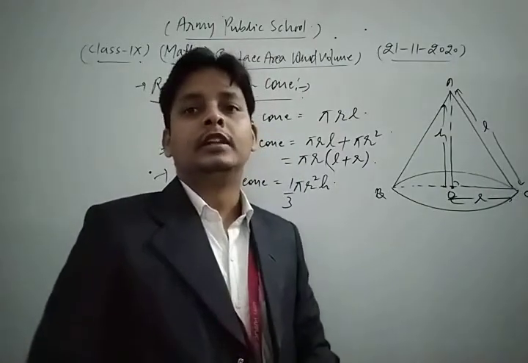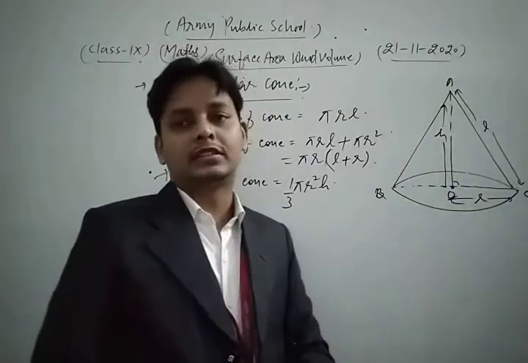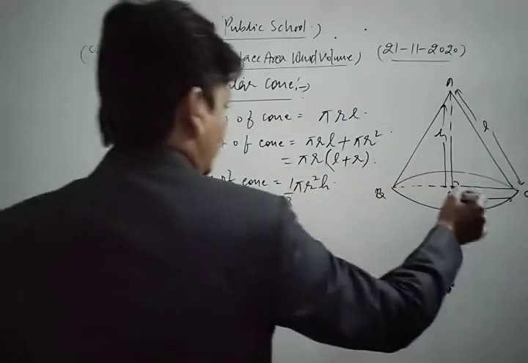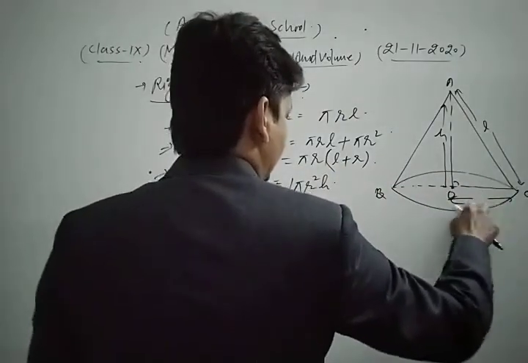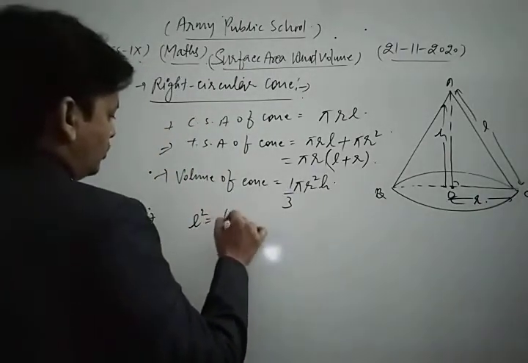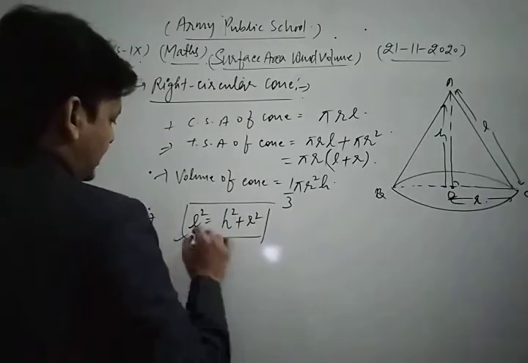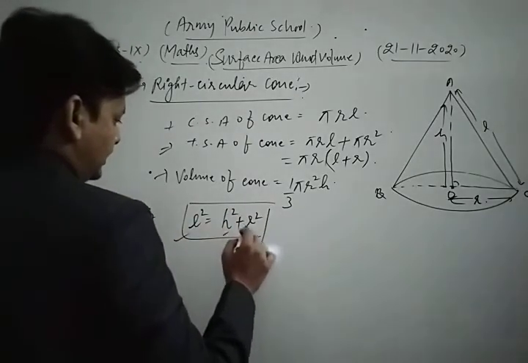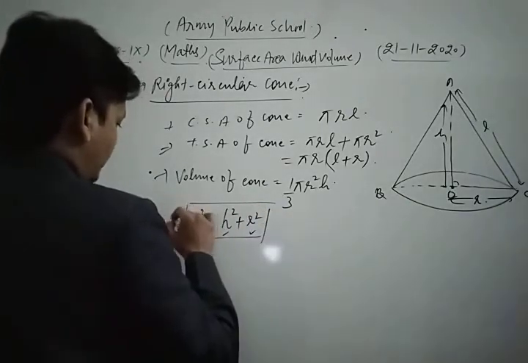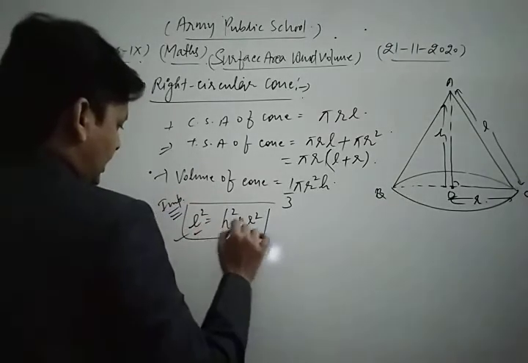So we know that the square of the hypotenuse is equal to the sum of the squares of its height and its base. So let's see a very important relationship between l, h and r. l square is equal to h square plus r square. The square of the slant height is equal to the sum of the squares of its height and the radius of the base of the cone. This is a very important relationship between l, h and r.